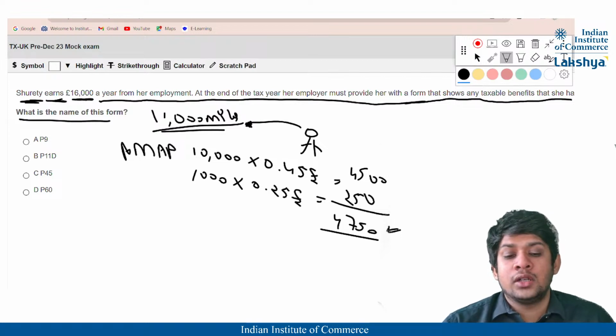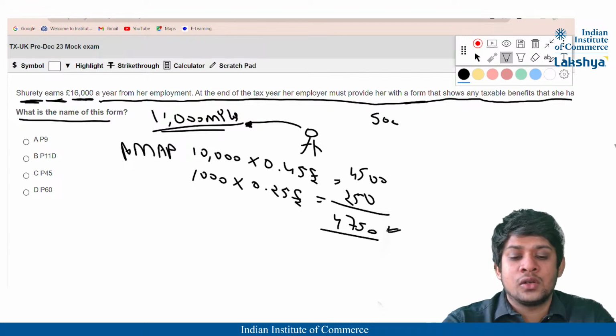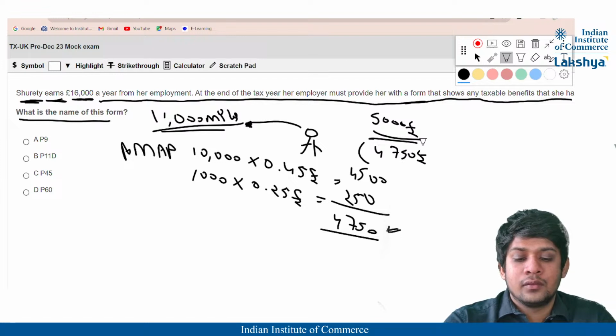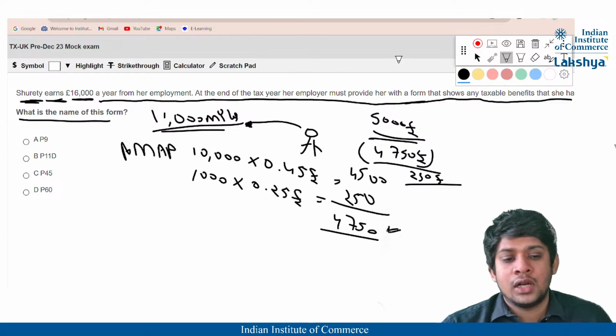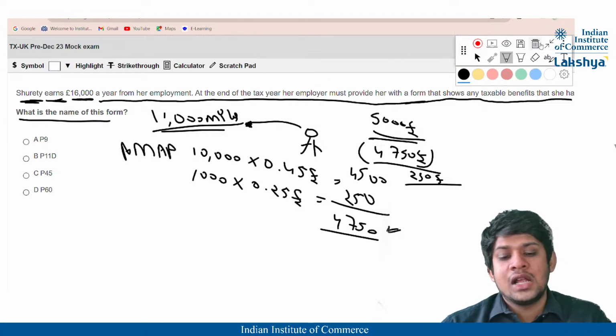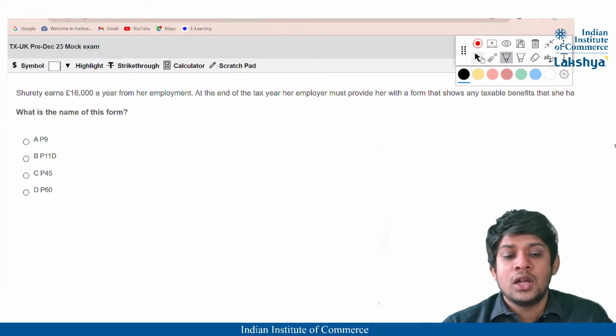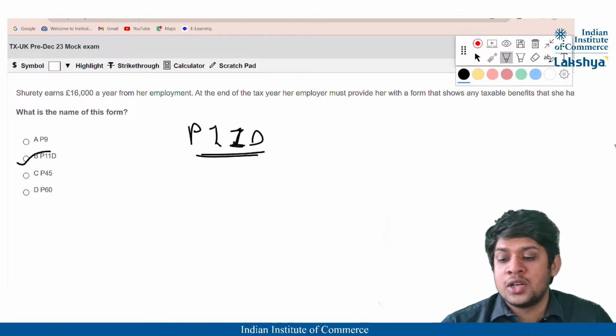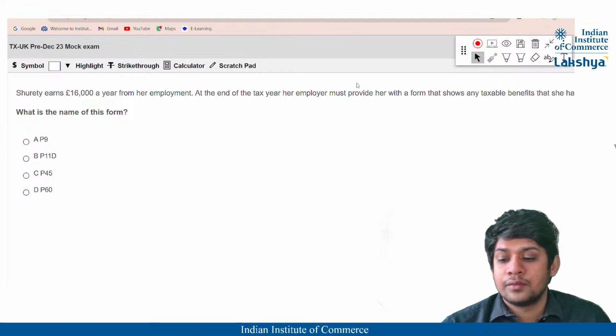But maybe the employer actually reimbursed her with 5,000 pounds, right? So she got extra. She should have been given 4,750 as per the AMAPs, but she has been given extra. So the extra amount is 250 pounds, which is nothing but a taxable benefit, right? So that is a taxable benefit. And that taxable benefit, where will it be shown? It will be shown in the form that the employer has to fill separately. That is form P11D, right? P11D. So here, option B is your correct response.